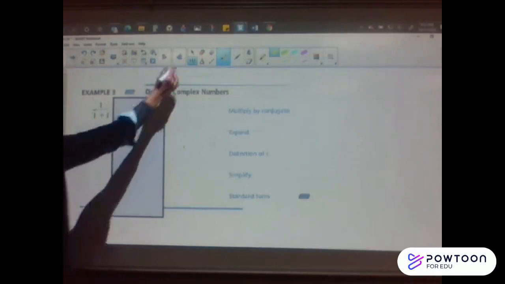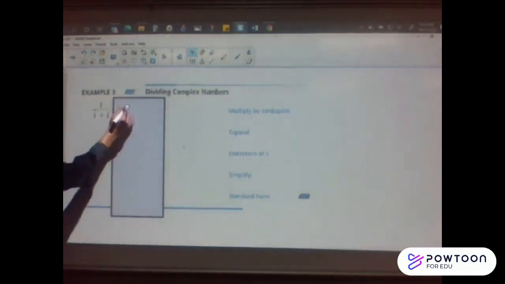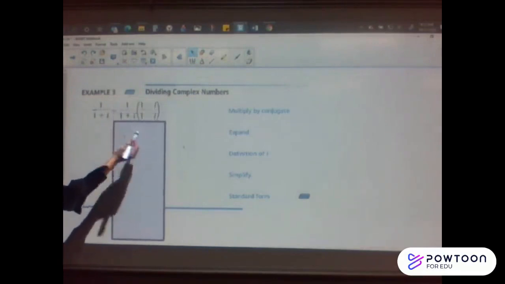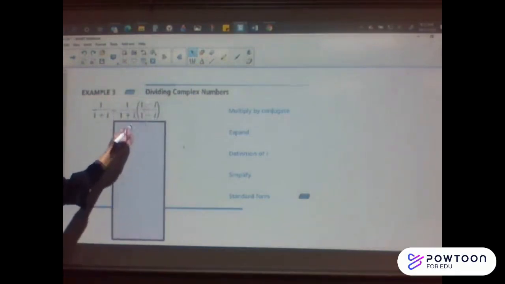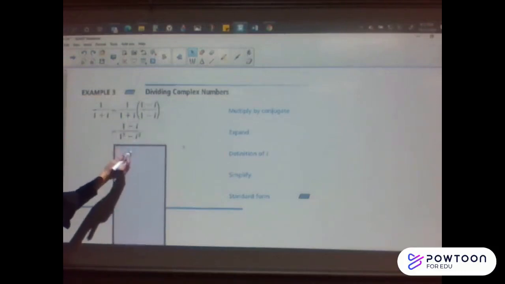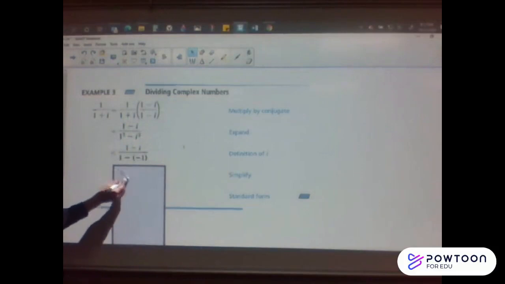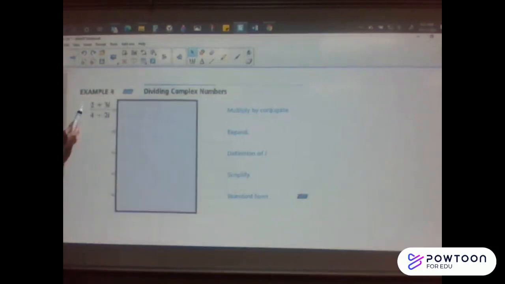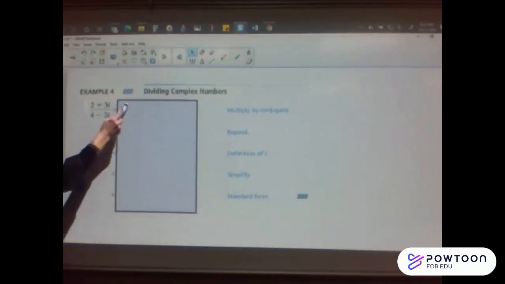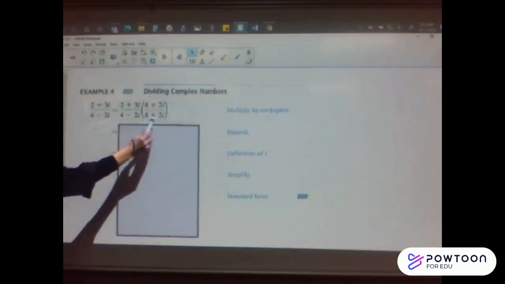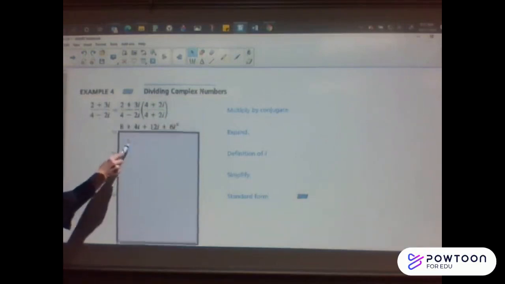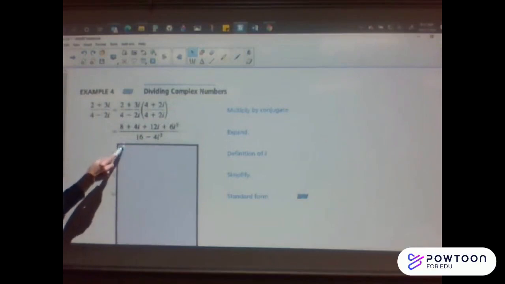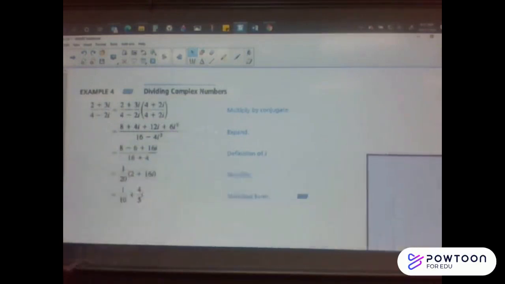So for this problem, if we have 1 over 1 plus I, we can multiply by the conjugate of the denominator on both sides. And then that lets our denominator go down to a real number. And we're left with 1/2 minus 1/2 I. Another example, here's another complex number divided by a complex number. Multiply by the conjugate of the denominator, and go through our simplifying and our FOILing. And we end up with 1/10 plus 4/5 I.